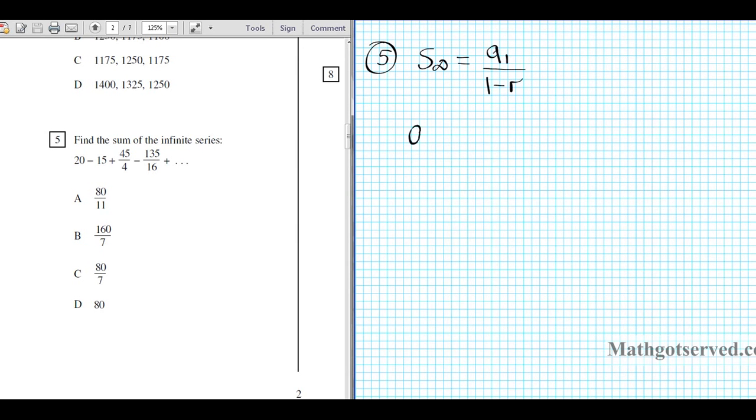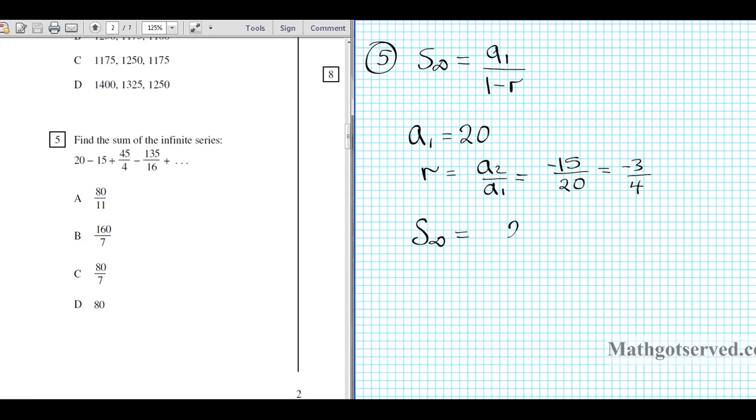Okay, a1 is the first term, which is 20, and r is what you get when you divide the second term by the first term, or a term divided by the term before it. So a2 is negative 15, and a1 is 20. If you divide this out, dividing top and bottom by 5, you have negative 3 over 4. You notice that this common ratio is between 1 and negative 1. That is why we can actually compute the infinite sum, because of the convergent series.